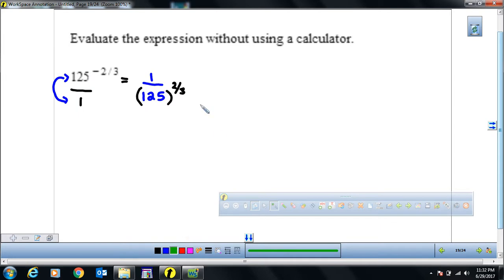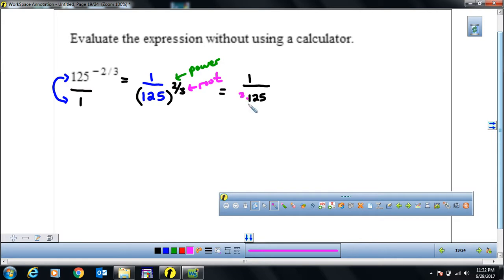Then we go through the properties of rational exponents, which means that the numerator of this exponent represents the power and the denominator represents the root. So 125 raised to the 2/3 power means you are going to get the cube root of 125, and then at last you are going to raise that answer to the second power.